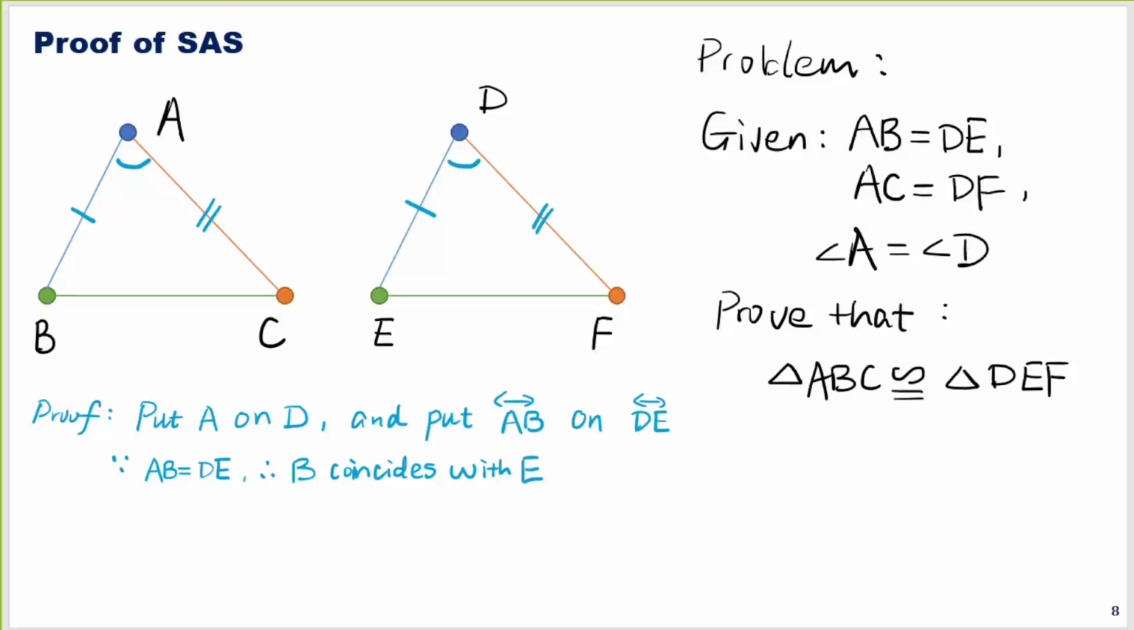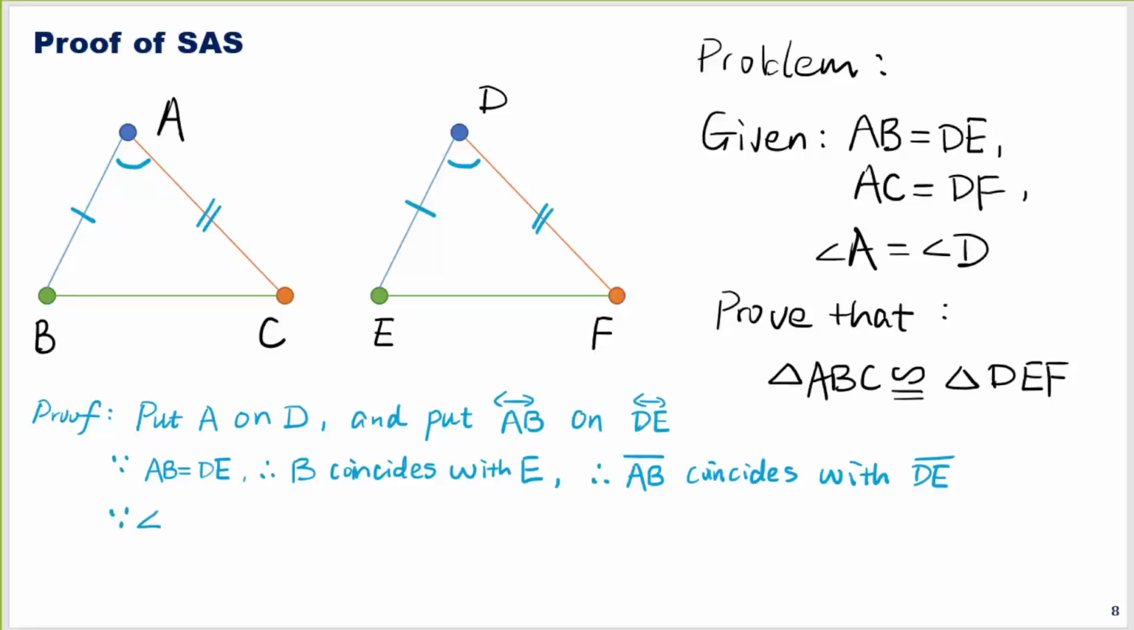Can you follow me? Because AB equals DE, point B must coincide with point E. Therefore, we know the segment AB must coincide with the segment DE, right? So this proves one segment is on top of the other. And then let's have a look at the other two segments.